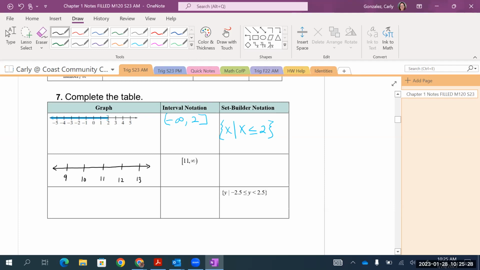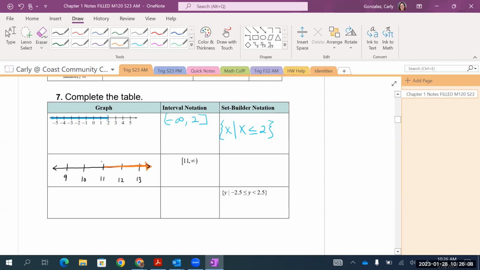So I did 9, 10, 11, 12, 13. One thing that's important is I tried to make my tick marks evenly spaced and my numbers counting, in this case, by ones. So let's go ahead. Now I'm going to do a bracket at 11 and shade in from 11 to infinity. So first I'll go ahead and shade to the right from 11 to infinity. And now I'll put a bracket on 11.